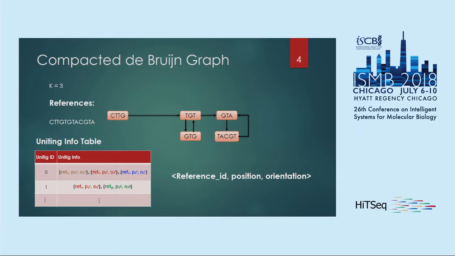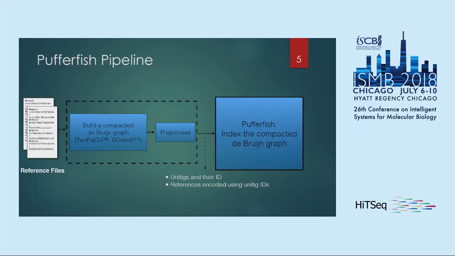To get the list of references and the position and orientation of each sequence in the nodes that we call unitigs, we maintain this unitig information table, and each row corresponds to one of these unitigs and contains the list of all the references that the sequence appears in, and the orientation and the position of that sequence.